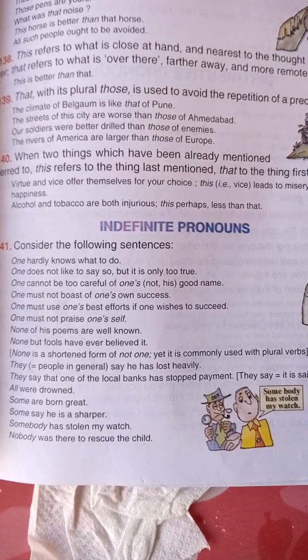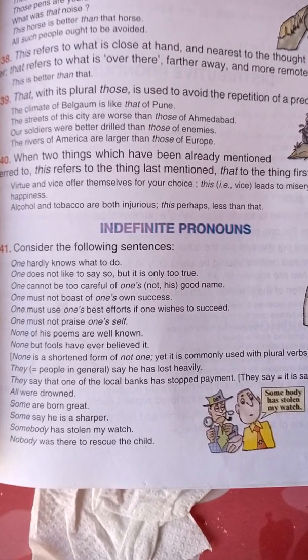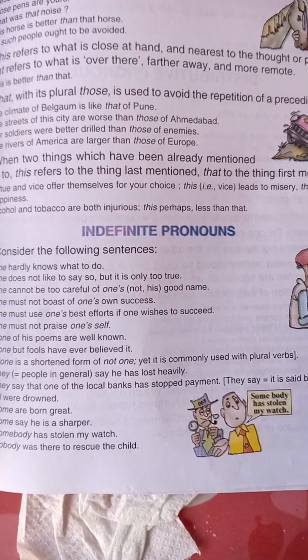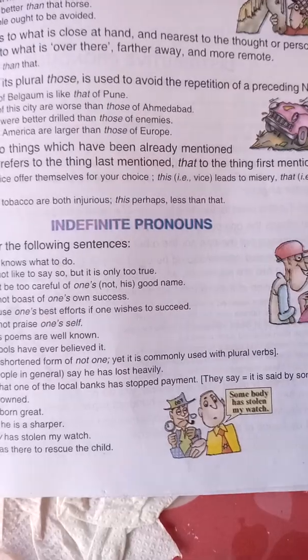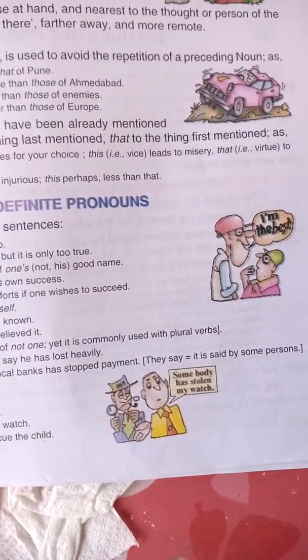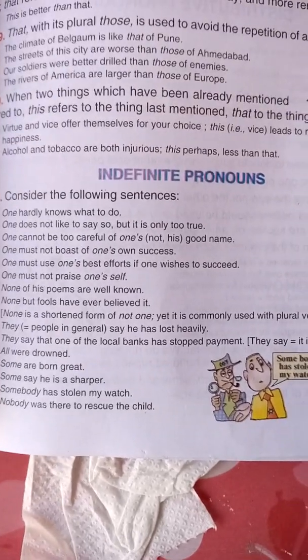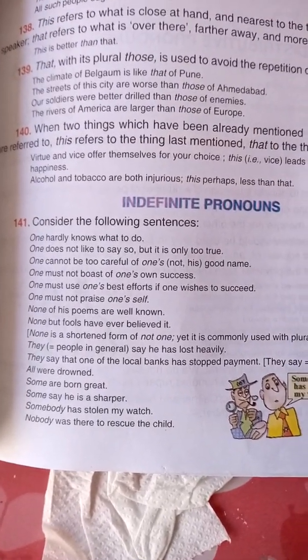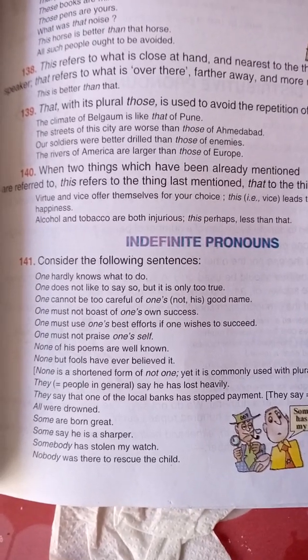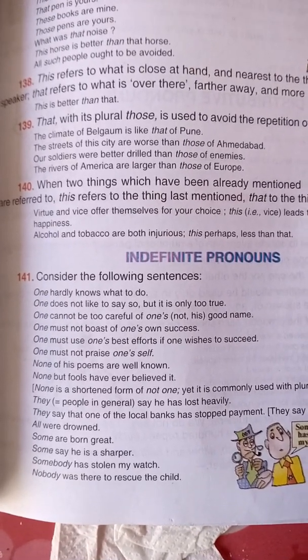They, people in general, say he has lost heavily. They say that one of the local banks has stopped payment. Some, this is used for said by some persons. All were drowned. Some are born great. Some say he is a sharper.